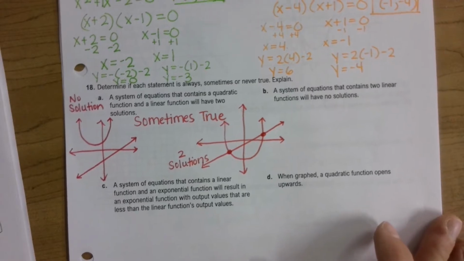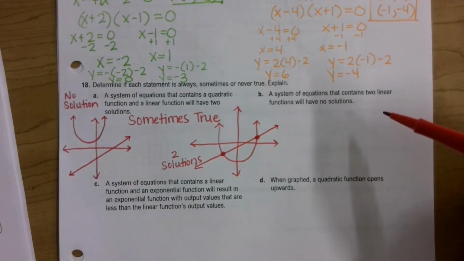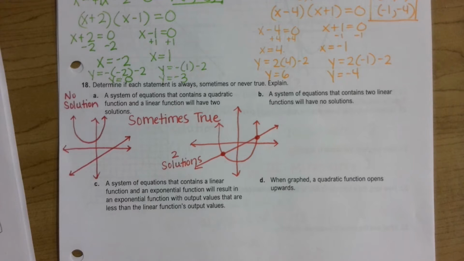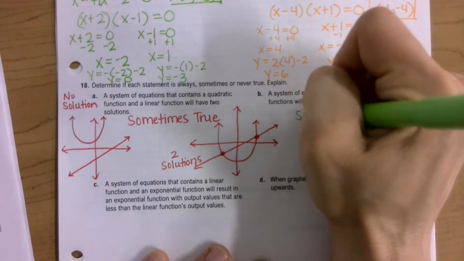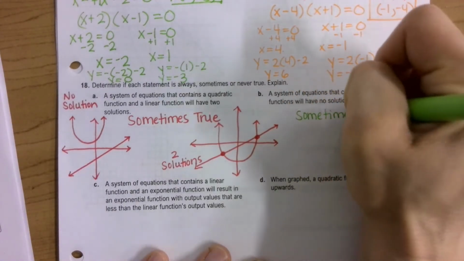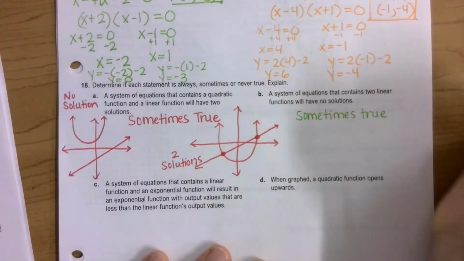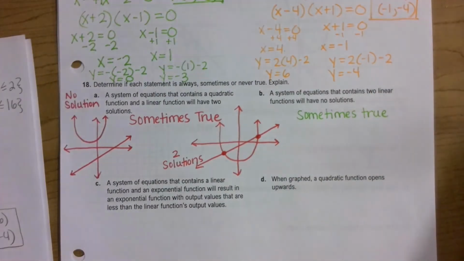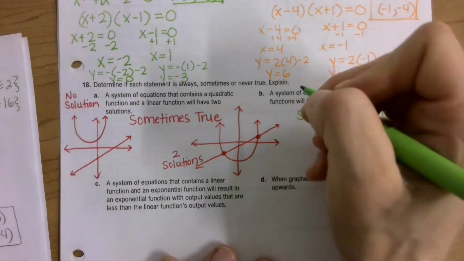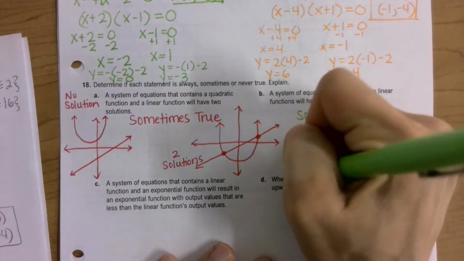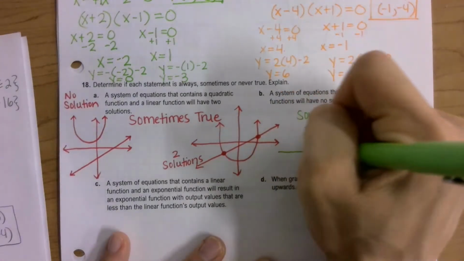So sometimes true. B, a system of equations that contains 2 linear functions will have no solutions. Well, that can also be sometimes true, because 2 linear functions could be perpendicular to each other, so they could have 1 solution, but they also could be parallel and have no solution.